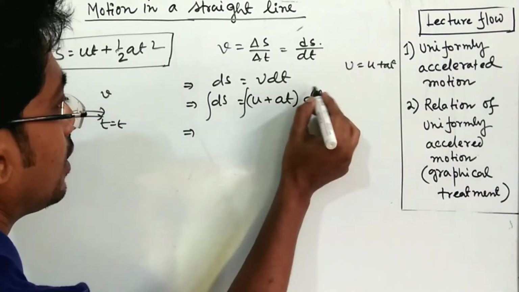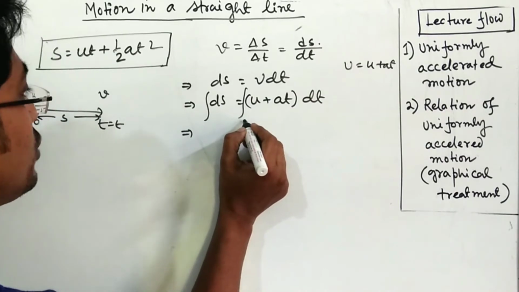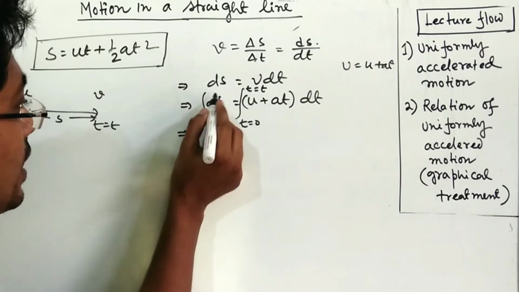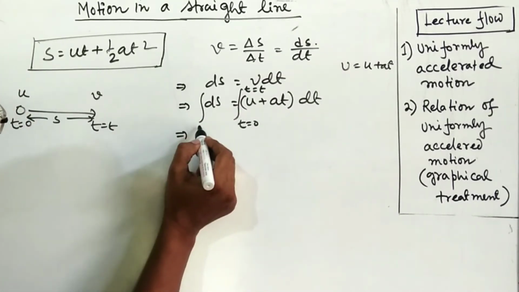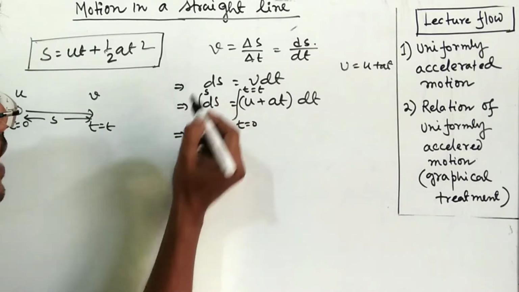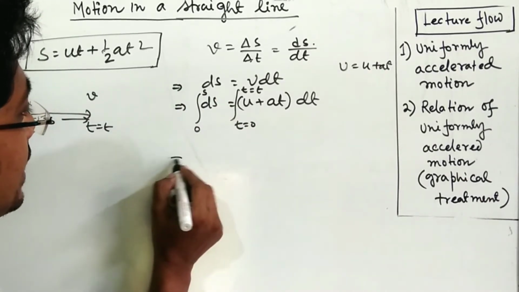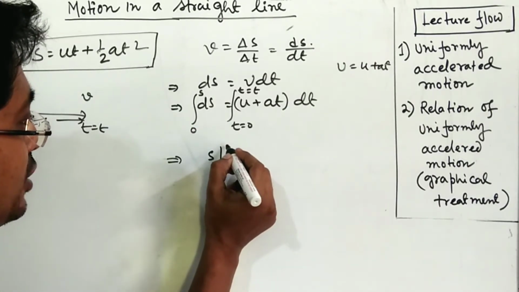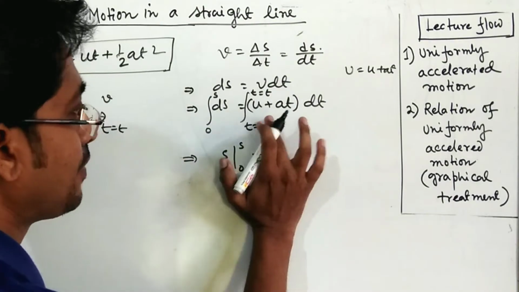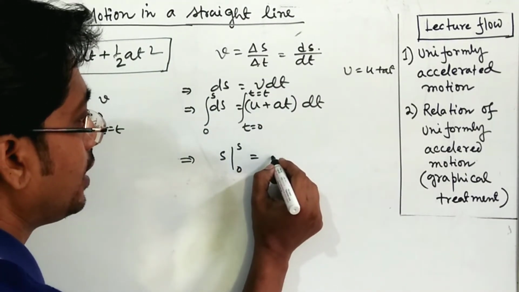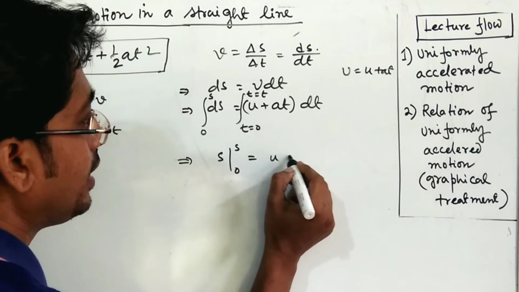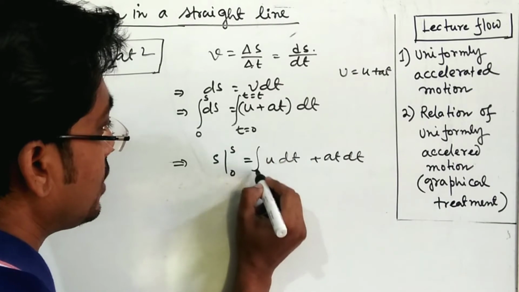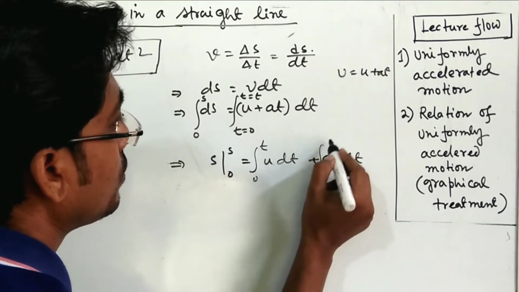So at initial time, it is integration on dt, so put the time here, t is equal to 0 and t is equal to t. At t is equal to 0, what was the displacement? We have to write it on the s side. It was also 0 and it will be s. So we can write here integration of ds, that is s, put lower limit and upper limit. Here separately integrate it, so it will be u dt plus at dt, is it not? u dt plus at dt, 0 to t, and it will be 0 to t again.